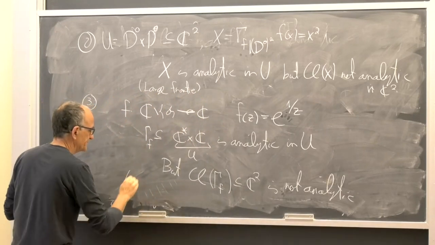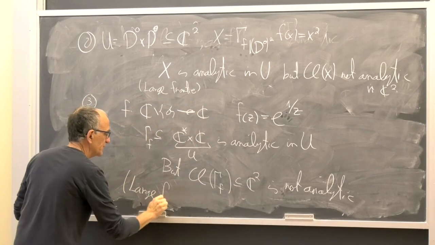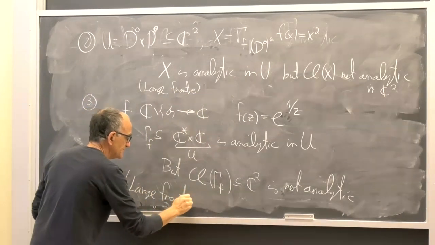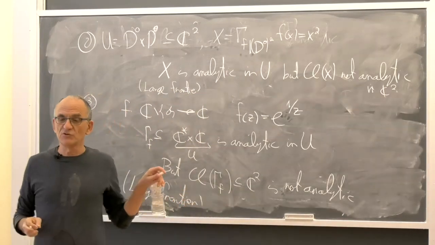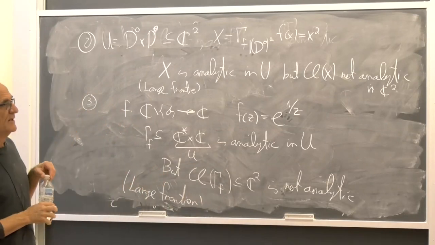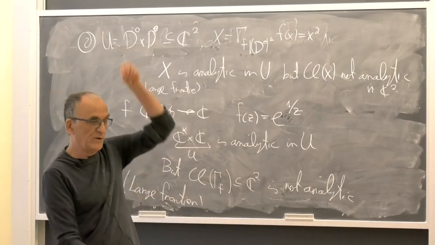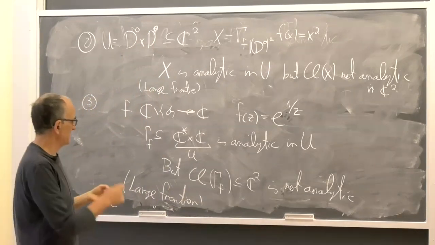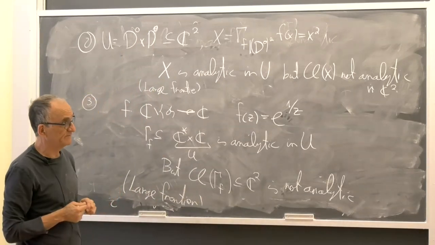You can say also large frontier. Here the frontier actually has dimension two. Remember we said that, because the whole zero cross C will be in the frontier.